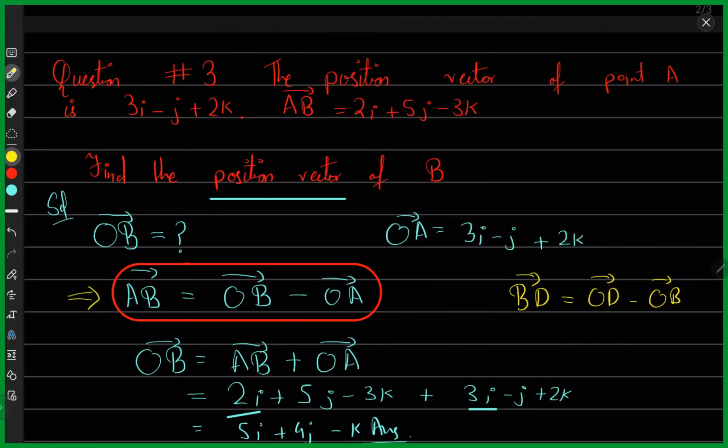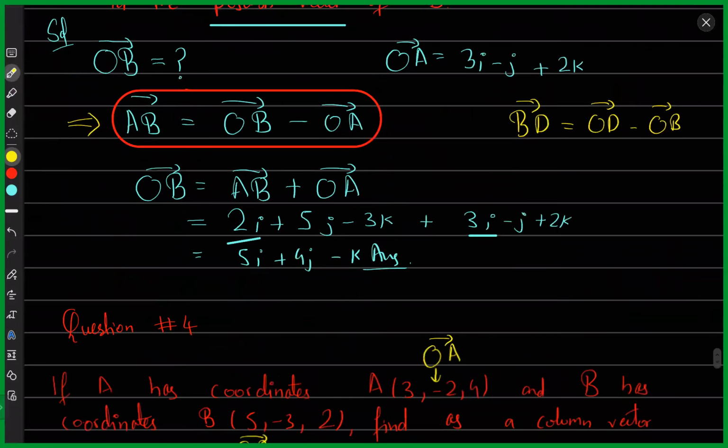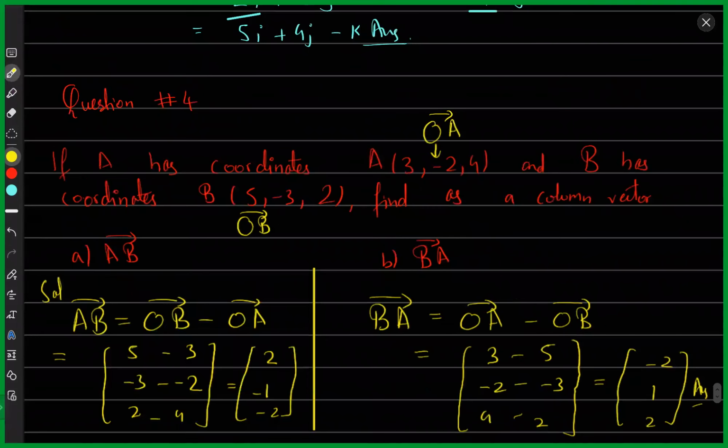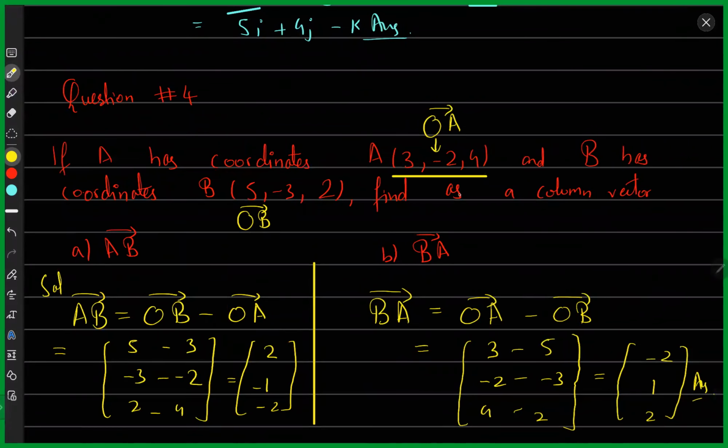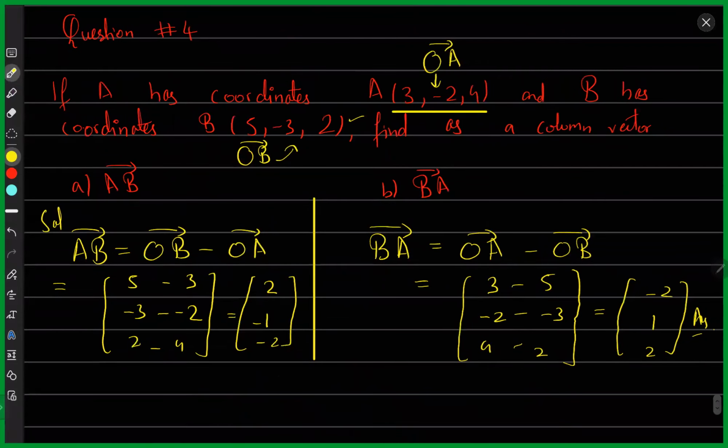And then the next question was about the position vector. So think about position vector as the location of a point on the graph. For example, in this question, the coordinates of A were this, and the same was the position vector. The coordinates of B were this, and the same was the position vector. Okay. So if you were asked to find AB or BA, it would be OB minus OA, and for BA, it would be OA minus OB. So I just subtracted, and I was asked to give the final answer as a column vector. This is how it was.